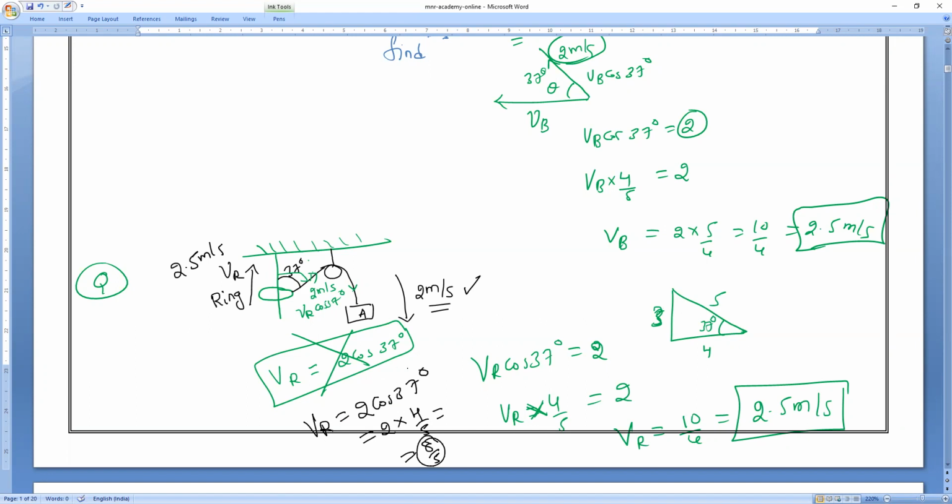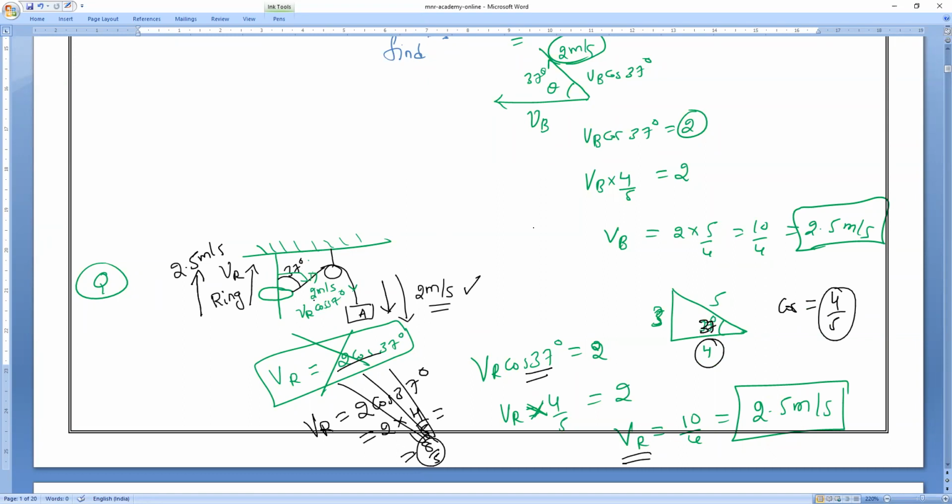So all of you remember that VR cos 37 is equal to 2. This is wrong before, sorry. VR cos 37 is equal to 2. So we all know the cos 37 degree formula. What is the cos formula? Cos theta is equal to what? Adjacent side by hypotenuse, so that is 4 by 5, correct. So if you find it, you can find the velocity of the ring. As the ring goes upward, the mass of the body will come downwards. So that is how you have to find it.